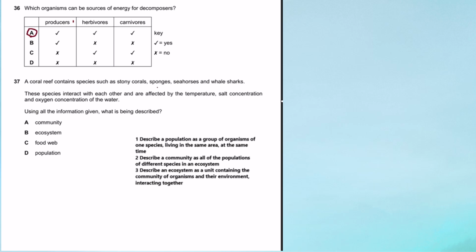The next one here, I actually just took the text from the syllabus, because this can be good to think about the difference between community, ecosystem, and population. So in this case, we're told a coral reef contains species such as spotted coral, sponges, seahorses, and whale sharks. These species interact with each other and are affected by temperature and salt concentration, which are abiotic factors. So in this case we can say it's an ecosystem. It contains a community of organisms and their environment interacting together. So our answer will be B, ecosystem.